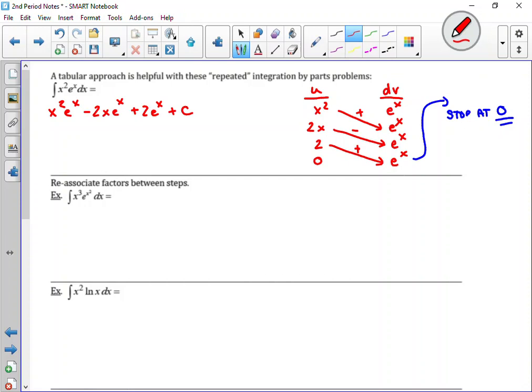Okay, so you always make u the thing that gets to 0, if you can. Sometimes you can't. I feel like sometimes integration by parts is kind of soothing.